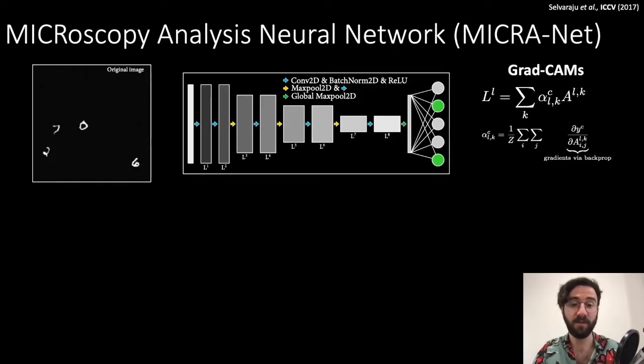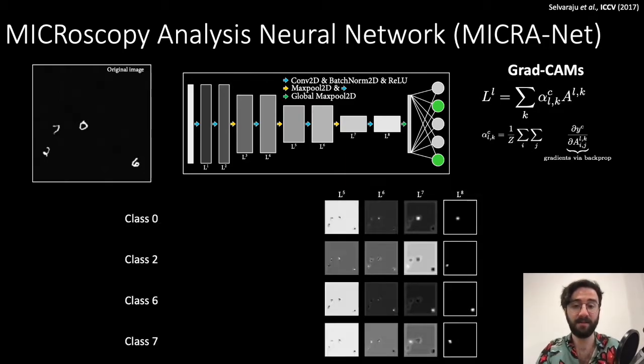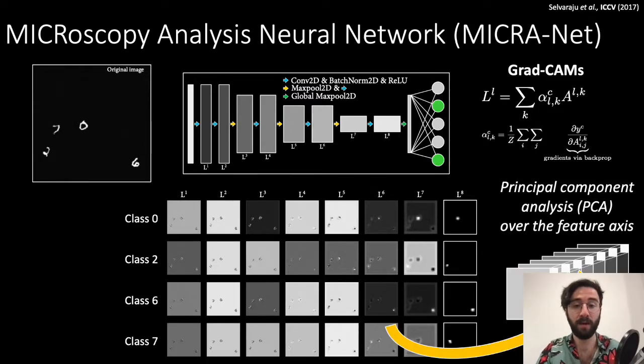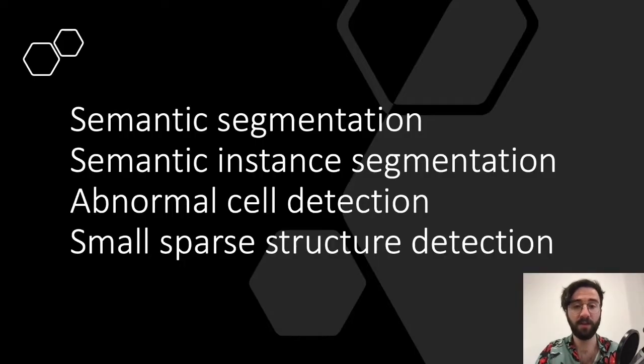At inference, the presence of specific structures within the image is predicted, after which the class-specific gradient class activation maps are extracted from the architecture at each layer. We then merge the low and high level features using a PCA to generate a single detailed feature map that we can then manipulate. We challenge MICRA-Net on a wide variety of tasks, but today I'm going to focus on the semantic instance segmentation task.